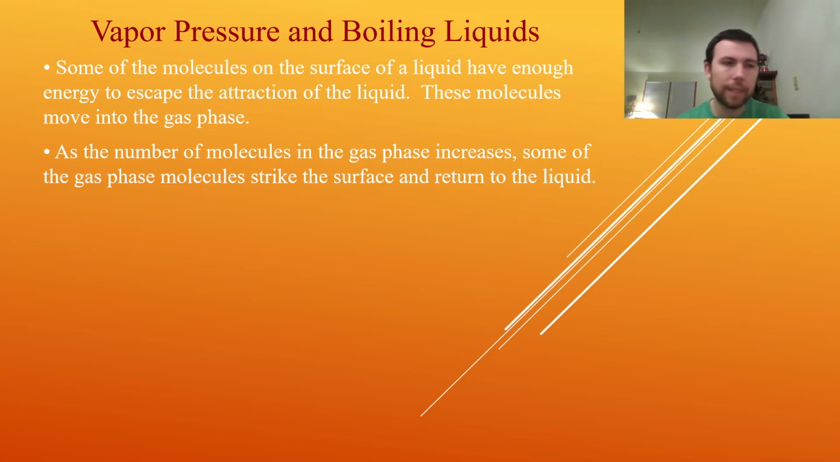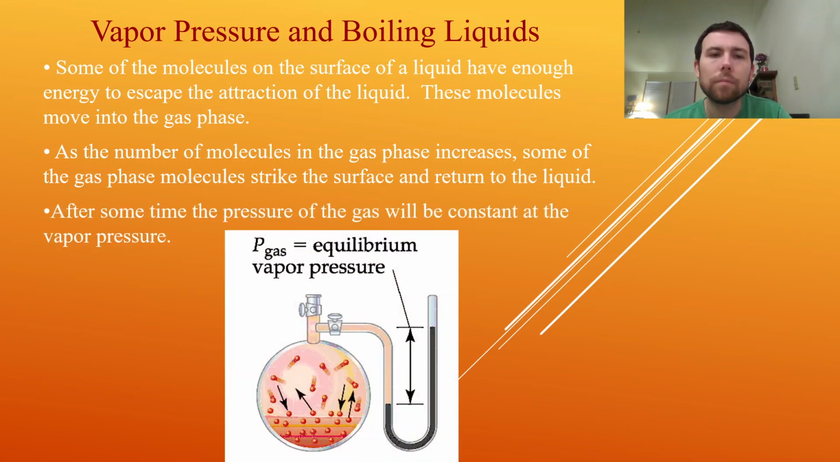It's an ongoing process, and it's going to continue until an equilibrium is reached, until the number of particles that are escaping and the number of particles that are going back in are the same. Excuse me, the rate at which that's happening is going to be the same. And so after some time, the pressure of the gas will be constant, and that's what's going to be known as the vapor pressure, right? So once that pressure of the gas no longer changes anymore, once that pressure is constant, that means that you've got the vapor pressure of that particular gas.